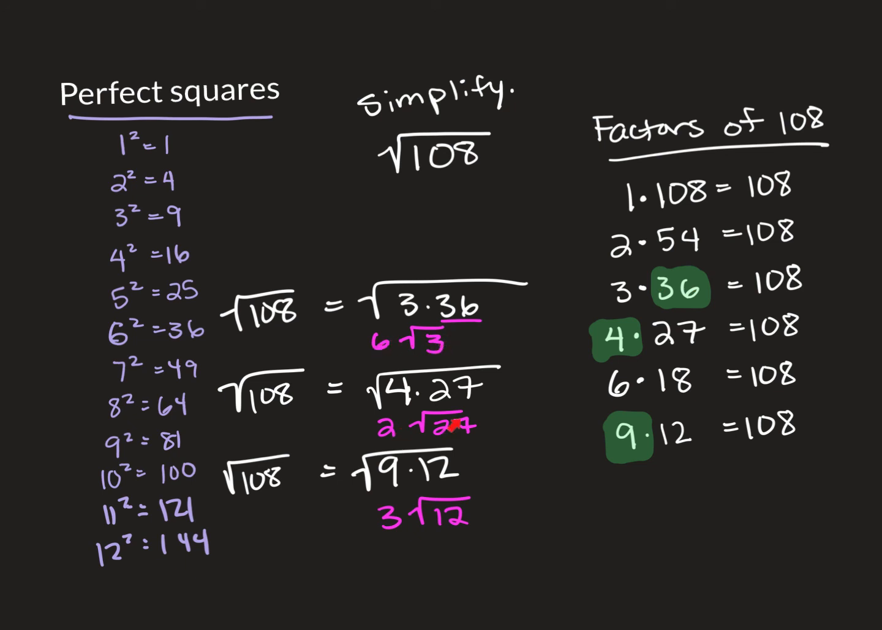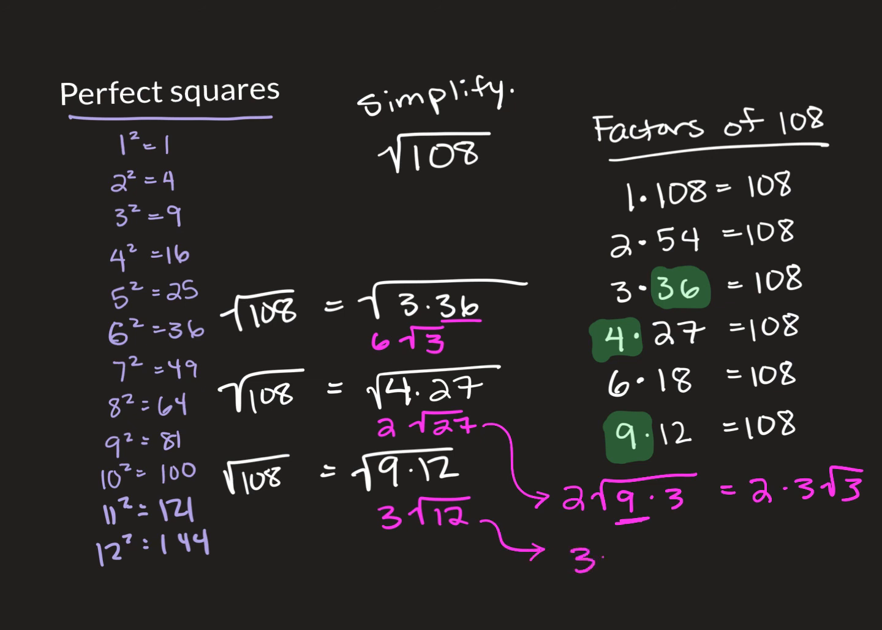And the reason is that there's still a perfect square in the factors of 27. There is still a perfect square in the factors of 12. So I could rewrite this one. I could write this as 2 square root of 9 times 3. And then I would end up getting 2, and then the square root of 9 is 3, times 3 square root of 3. This one I could also break up.